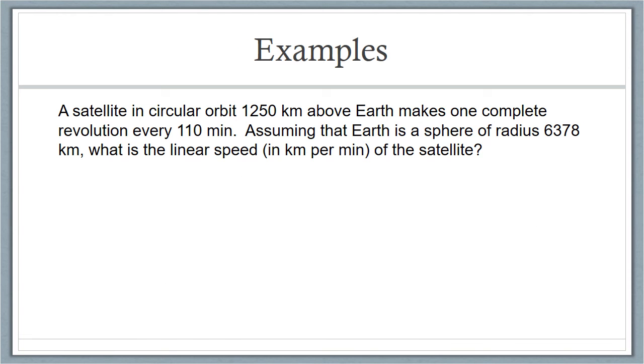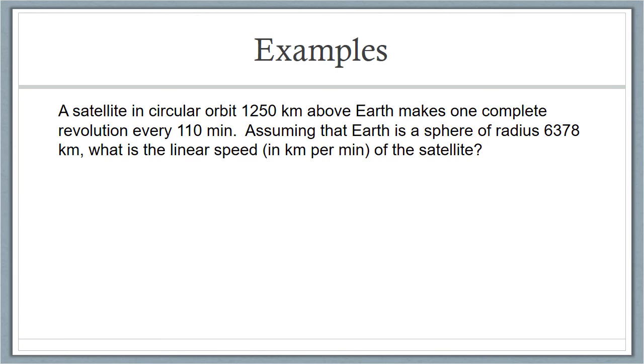All right, let's try a word problem with this. We have a satellite in orbit. It's 1,250 kilometers above the Earth, and it makes one complete revolution every 110 minutes. Assuming that the Earth is a sphere of radius 6,378 kilometers, what is the linear speed of the satellite?